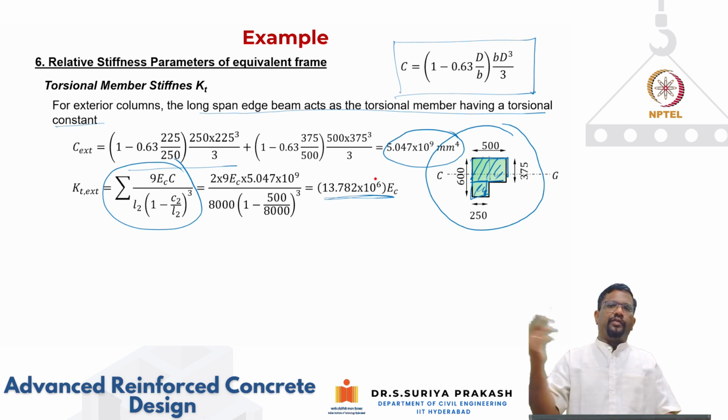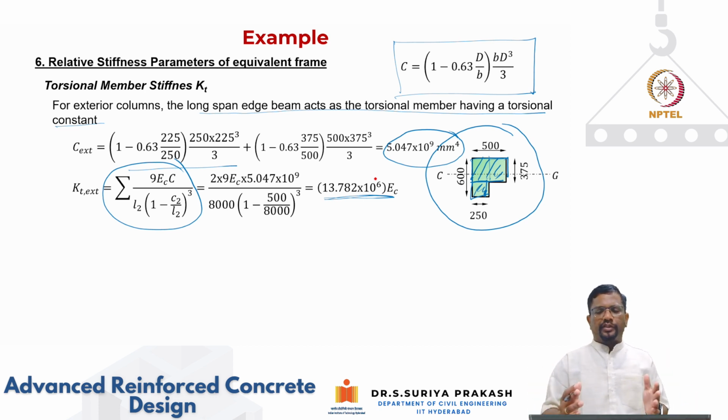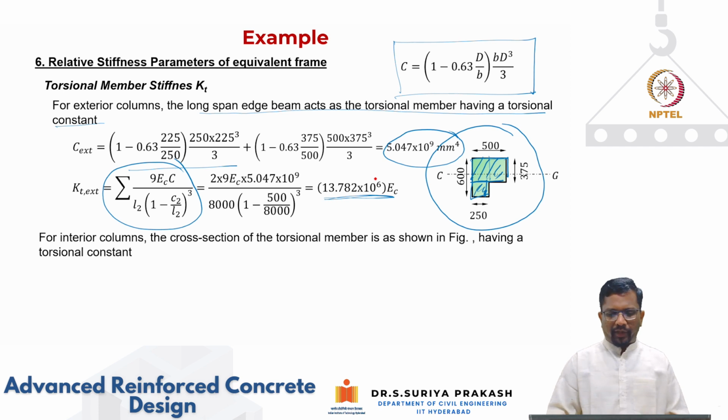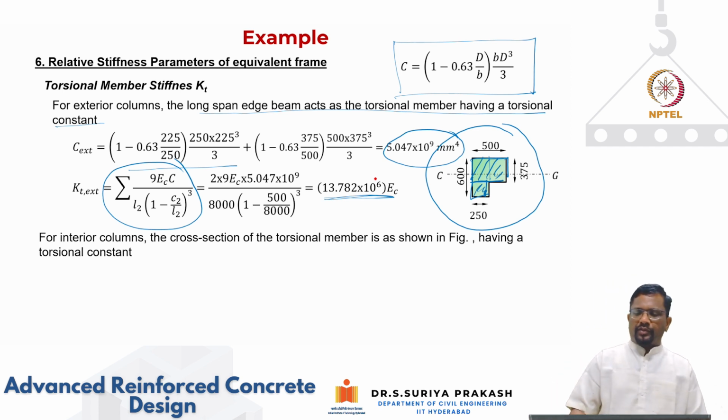Now the Ec everywhere will get cancelled. Now you can have Ec for the column be different from that of the beam, but if everything is the same, the elastic modulus of concrete for both, if I'm using the same strength, then everything will get cancelled, right? So for interior columns, same thing.